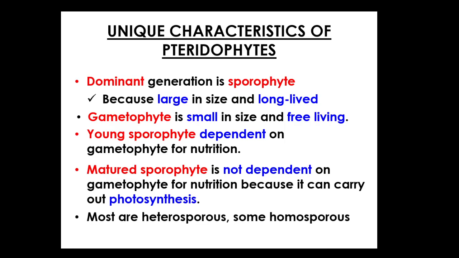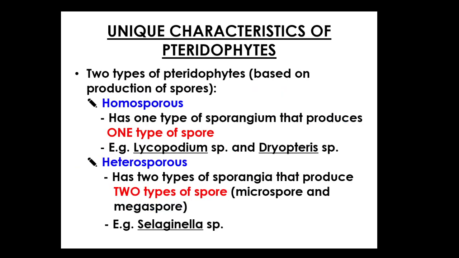Most pteridophytes are heterosporous, some are homosporous. So what is this about homosporous or heterosporous? There are two types of pteridophytes that we can separate based on production of spores. If it is homosporous, it has only one type of sporangium that will produce one type of spore. Examples of this are Lycopodium species and Dryopteris species.